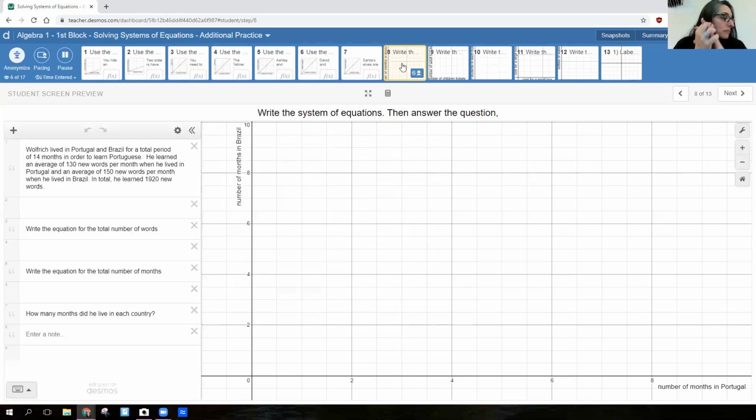So down here, let's jump down to this one. Since I just talked about it, we might as well write it down. Write the equation for the total number of months.